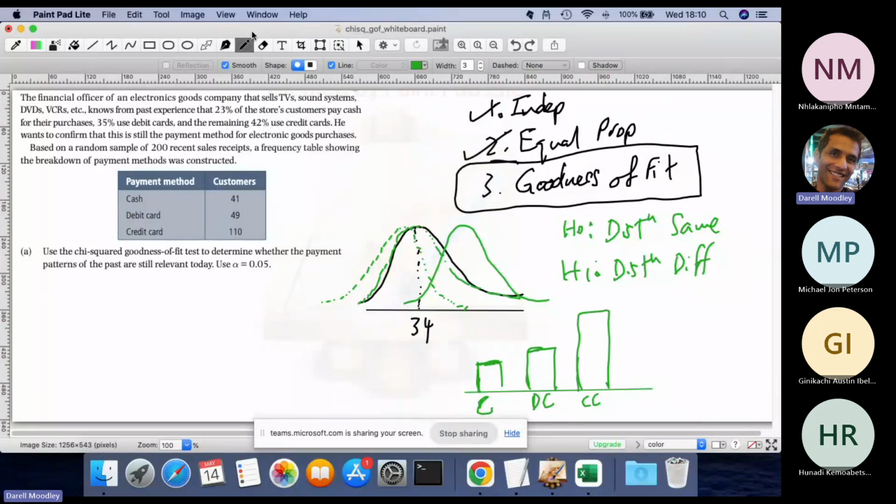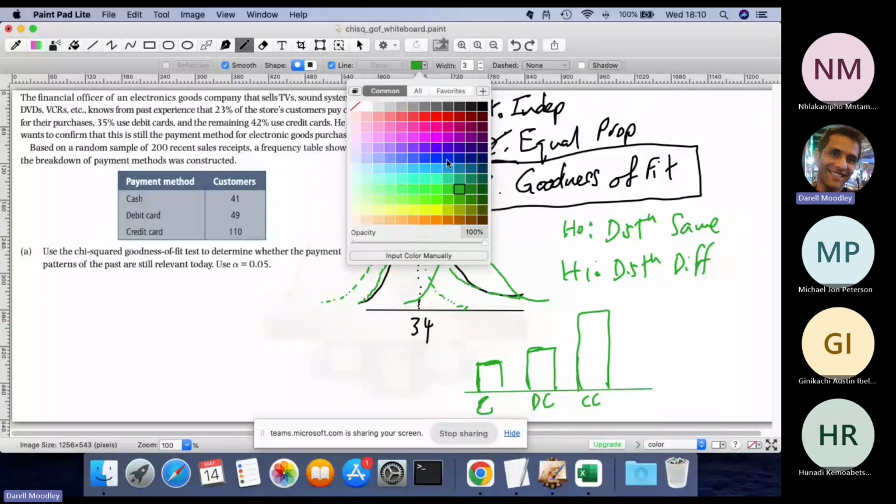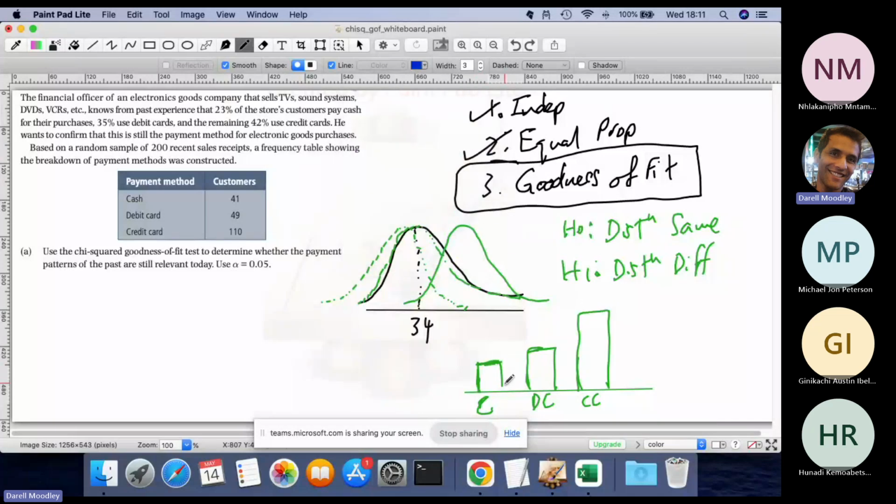What we want to do now is test whether that has changed from then to now. Maybe now the cash is this low. Debit card probably increased a bit, and then credit card is even more. So we're going to test whether the distribution has changed. Basically, has the green bar significantly changed from the blue bar? That's what we're going to tackle in this problem.